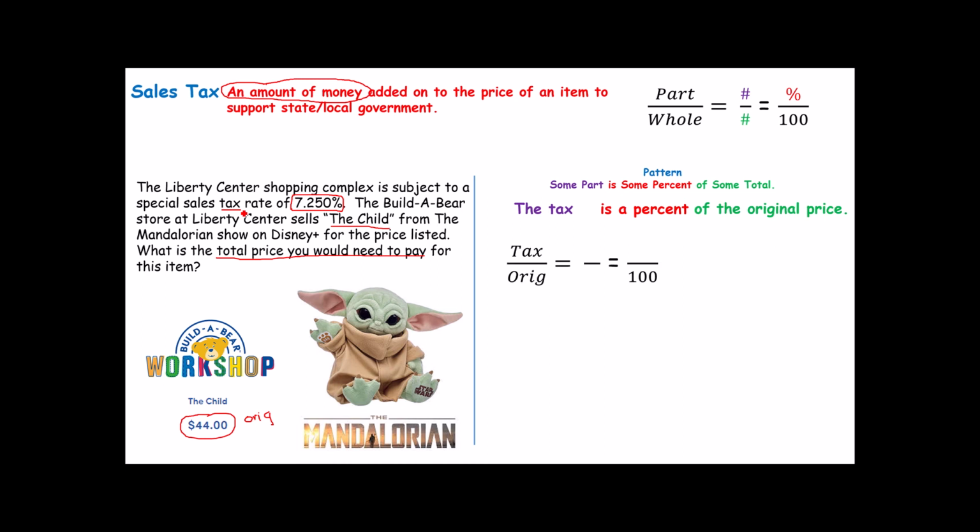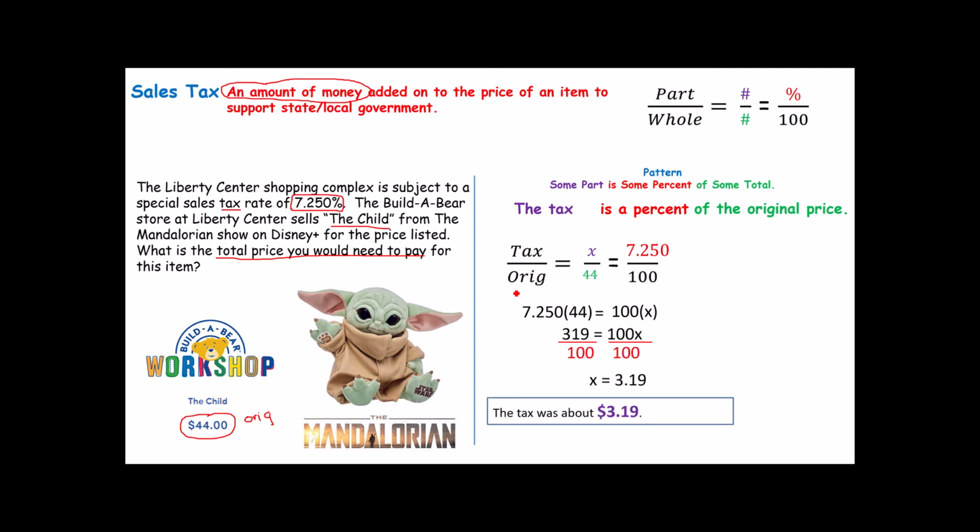So when I go to put these values in, I'm just going to plug in the things that I know. Do I know how much the tax is? I do not. Do I know the percentage of the tax? 7.250. Do I know the original price? $44. That's the difficult part. Once you know that, you can cross-multiply, simplify, and divide by 100. Your tax was $3.19.